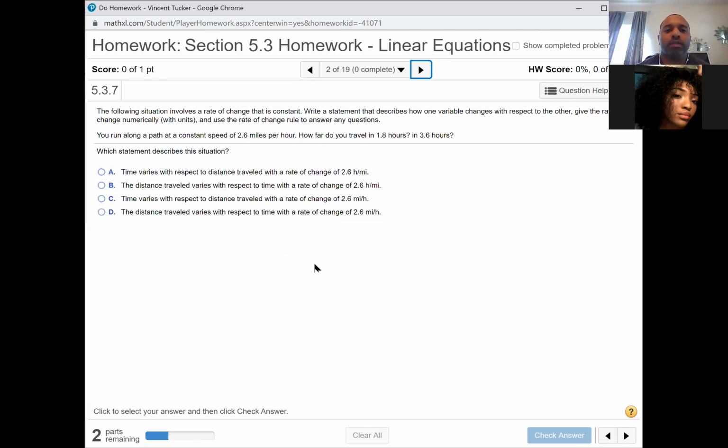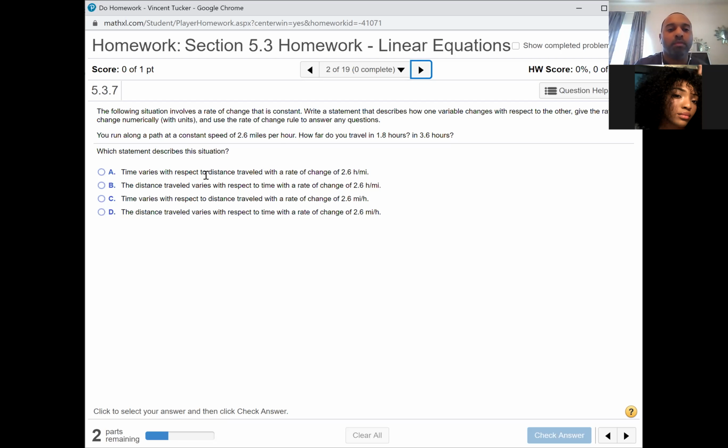The following situation involves the rate of change that is constant. Remember, we talked about rate of change last class. That is your slope, average rate of change. Write a statement that describes how one variable changes with respect to the other. Give the rate of change numerically, and use the rate of change rule to answer any questions. So you run along a path at constant speed of 2.6 miles per hour. How far do you travel in 1.8 hours and then 3.6 hours?